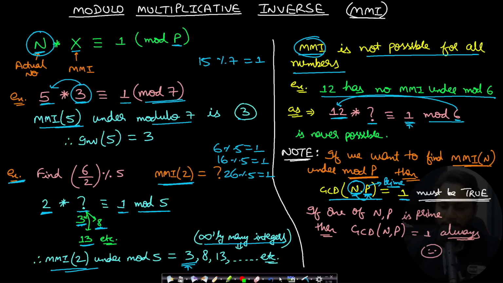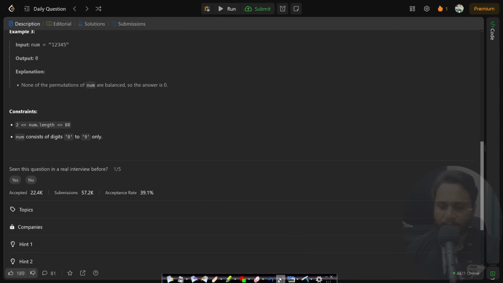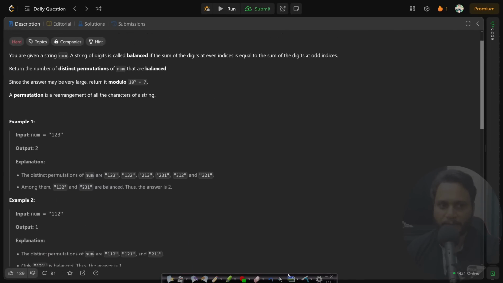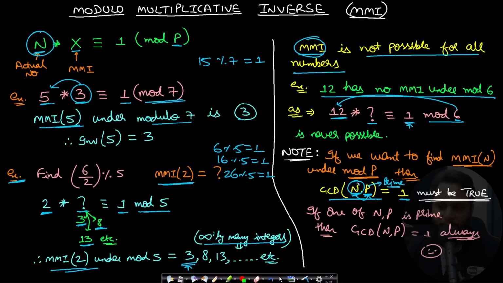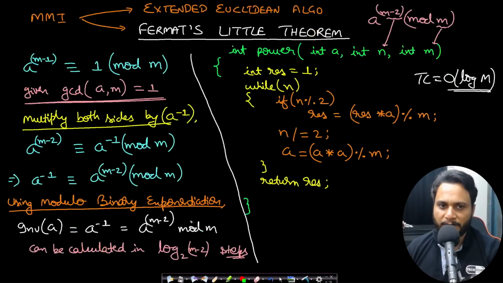So in the problem statement, you will see that if you move up, it was mentioning that the answer is very large, so you need to take modulo 10 to the power 9 plus 7. This is a prime number. So if you assume it to be the value m by which you take the mod, then you can always assume that whatever number n you take, the GCD of n comma m will always be equal to 1, right? So I hope you have understood this, the modulo multiplicative inverse.